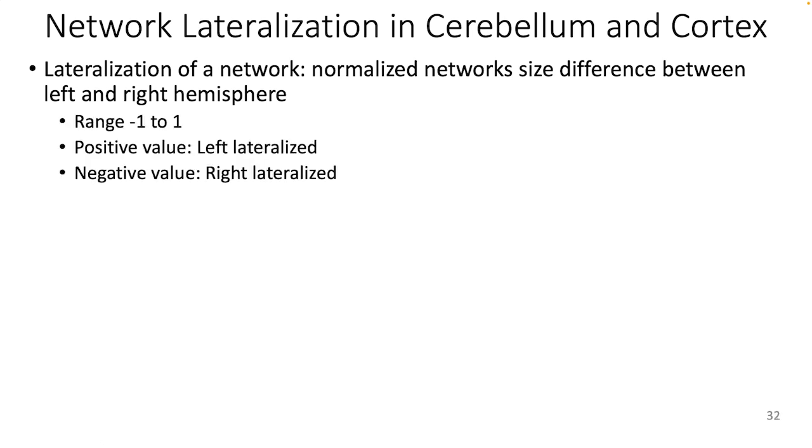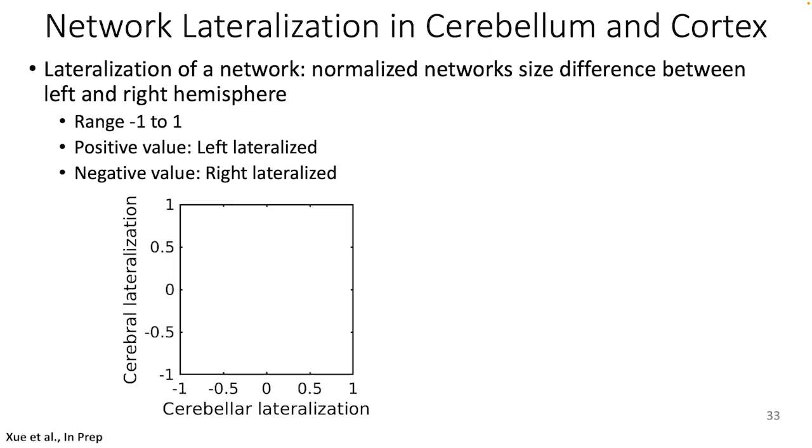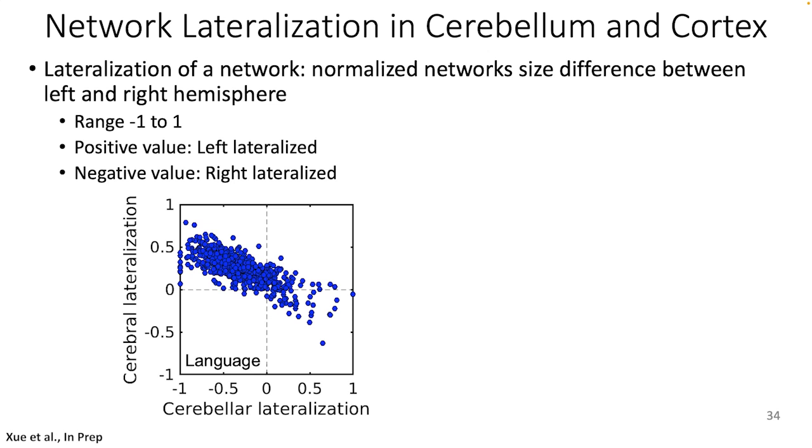This normalized network size difference is a value that ranges from -1 to 1. A positive value means left lateralized and a negative value means right lateralized. So to visualize this, we can draw a scatter plot. The x-axis represents the cerebellar lateralization, and the y-axis represents the cerebral cortex. Here is an example of the language network, and each point is a single participant.